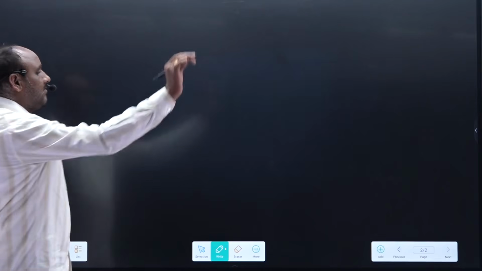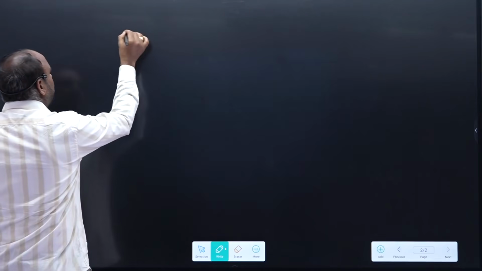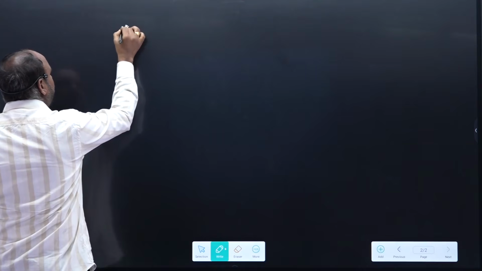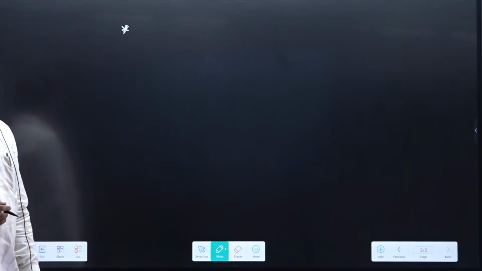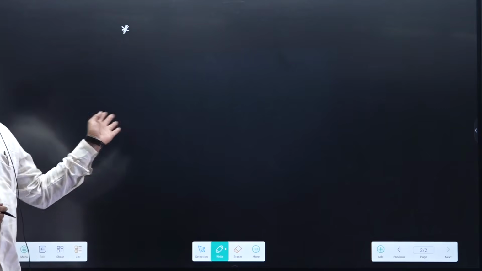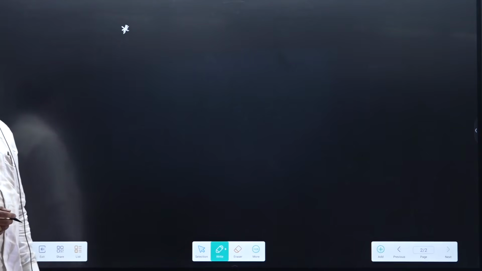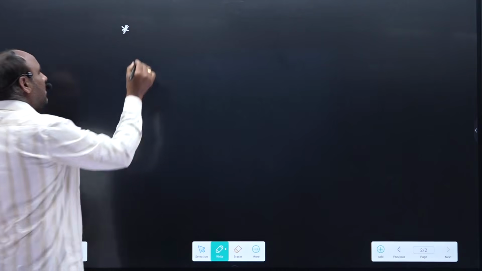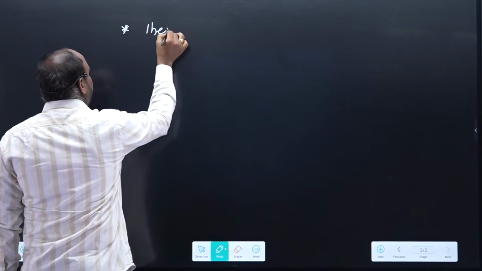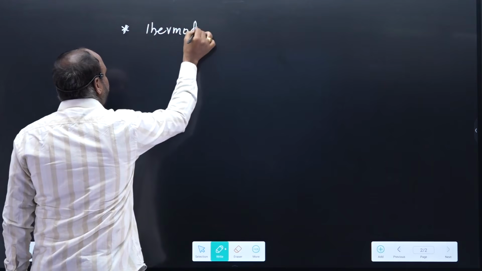Right, so one of the chapters, the major part we are getting score from, is thermodynamics. Almost 20 to 25 marks we are getting, in 2 marks as well as 4 marks also, right? So that is what we have to discuss, thermodynamics.